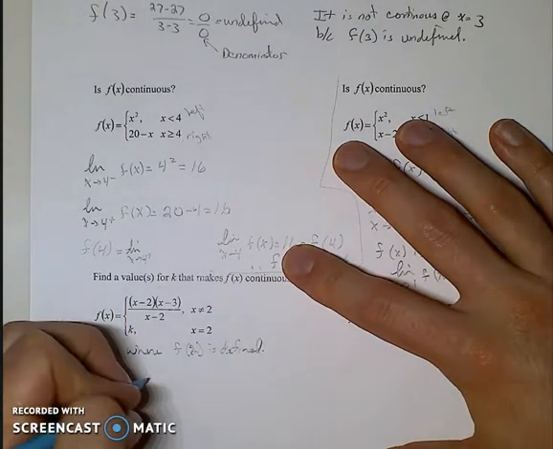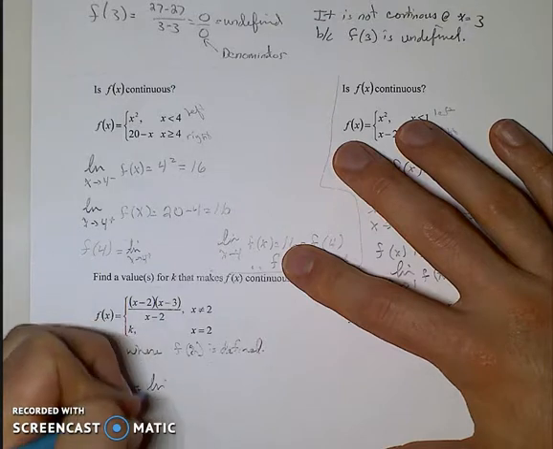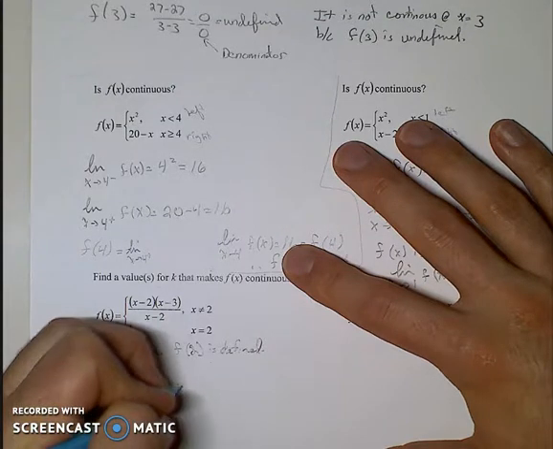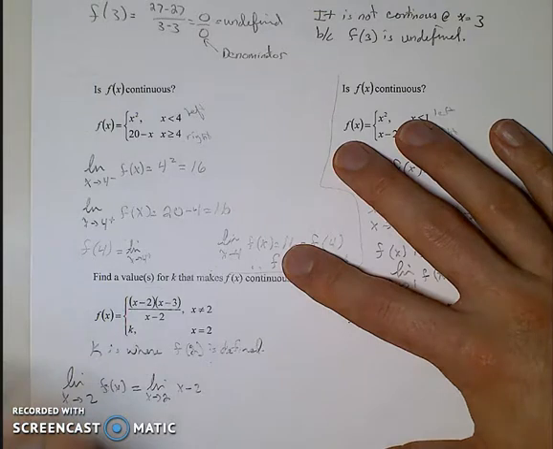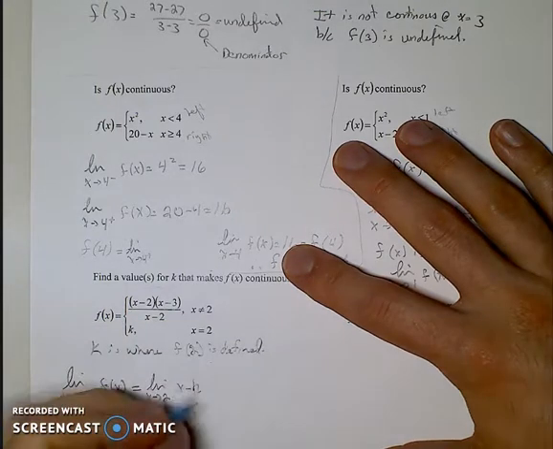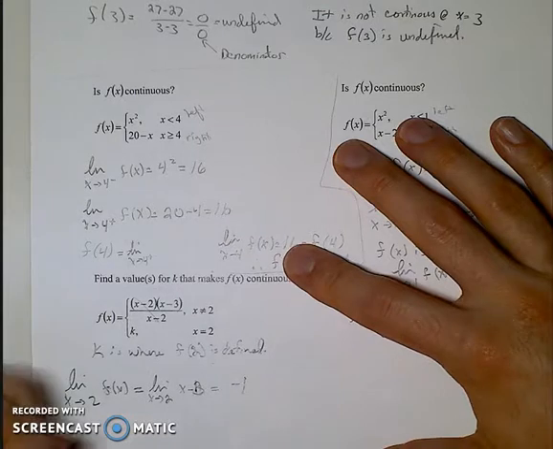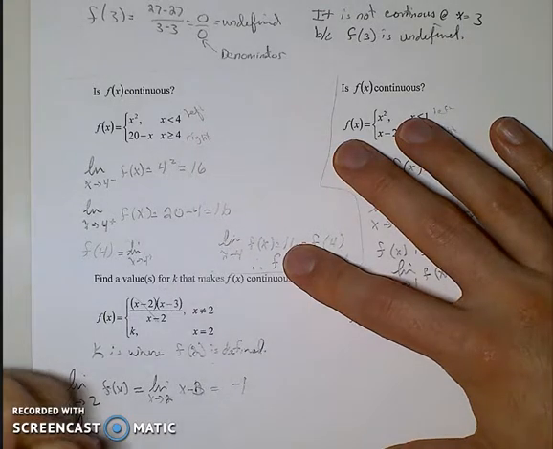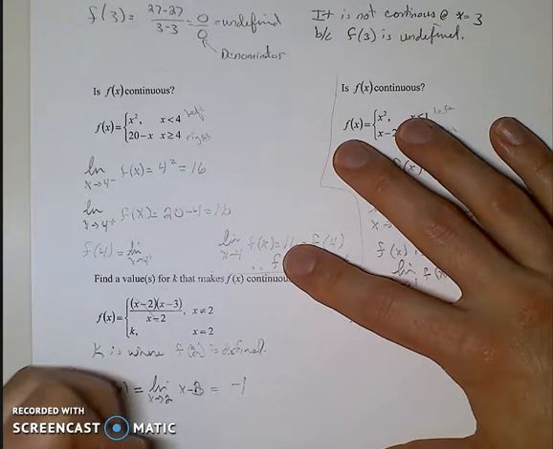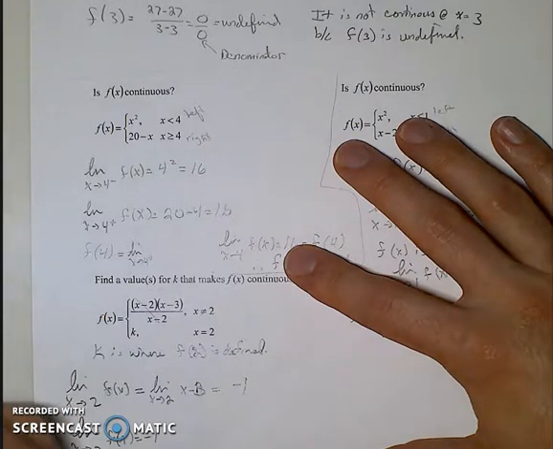equals the limit as x approaches 2 of x minus 3, because the x minus 2's cancel out. And so we're left with that, which equals negative 1. So we know the limit as x approaches 2 of f of x equals negative 1. We know that f of 2 equals k.